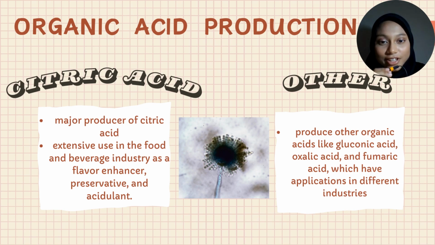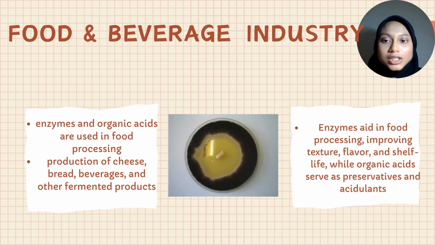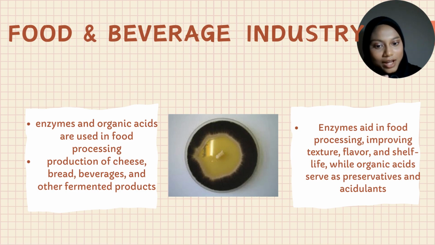The next application is organic acid production. For citric acid, this microbe is a major producer, which is used extensively in the food and beverage industry. Second, it produces other organic acids like gluconic acid and oxalic acid, which have applications in different industries. The third application is the food and beverage industry. Enzymes and organic acids are used in food processing, in the production of cheese, bread, beverages, and other fermented products. Enzymes aid in food processing. They improve texture, flavor, and shelf life.